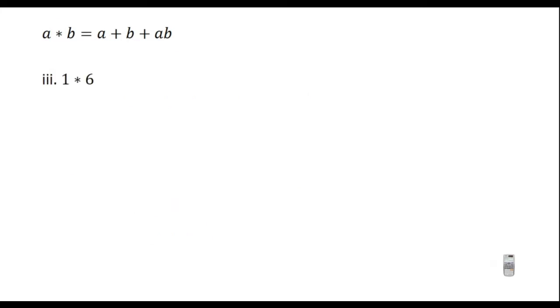III says that we should do 1 star 6. So from here, A will be 1 and B will be 6. So you substitute this into the definition. So we replace every A with 1 and we replace every B with 6. So 1 plus 6 plus 1 times 6.